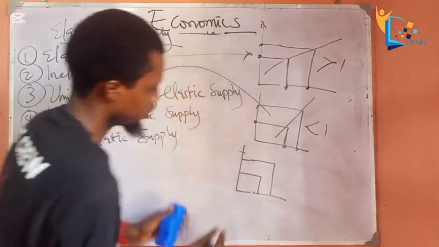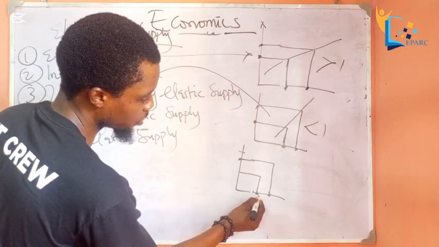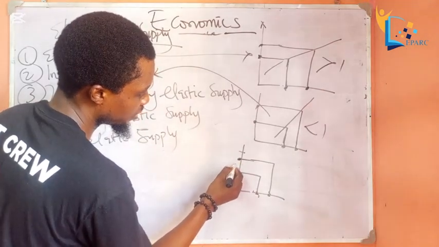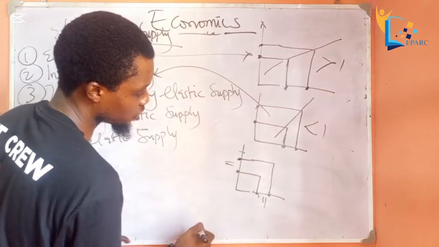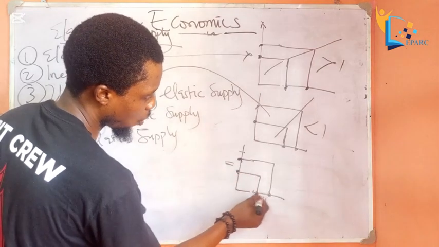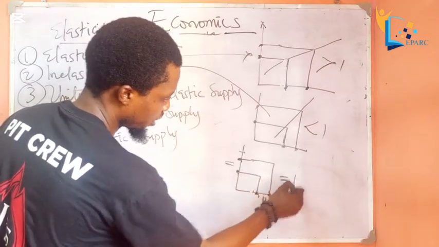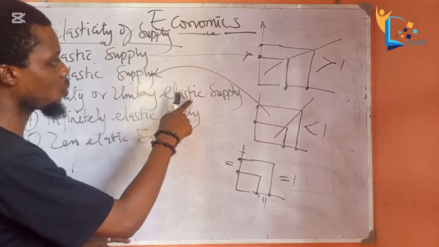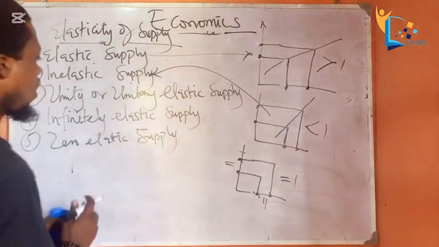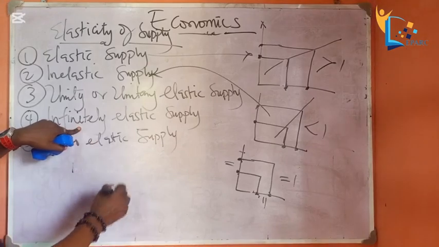The proportion of change in quantity supplied is the same as the change in price. This area is equal to this area. The change here is equal to the change here. Here we say we have a unitary elastic supply, and it is equal to 1. Do you get it?